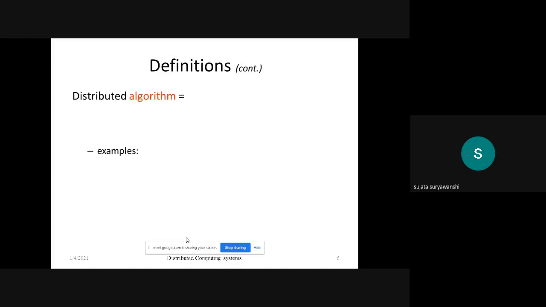Now, next one is the distributed algorithm. We know algorithm. What do you mean by algorithm? Algorithms are just the steps to solve a specific task. In a distributed algorithm, it is a collection of cooperating algorithms, meaning different algorithms depend on another algorithm. Then next is using message passing. The communication happens in the algorithm, that is a distributed algorithm.